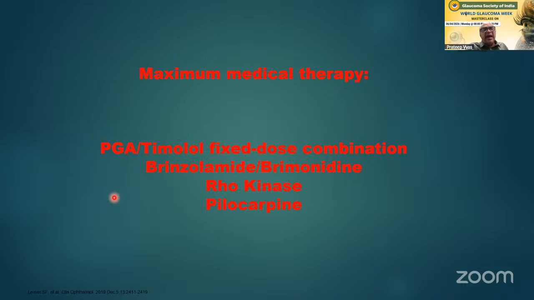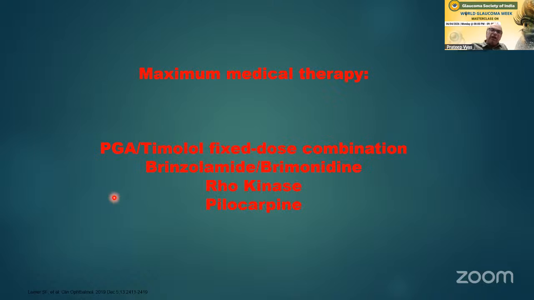So if your patient has to be on the medical therapy, then in the majority of these patients, you have to use the maximum medical therapy. And what is the maximum medical therapy? Give them the 3 bottles. 3 bottles may have 5 drops. That is the prostaglandin analog, beta blocker, brinzolamide, brimonidine, and the rho kinase inhibitor or the pilocarpine.